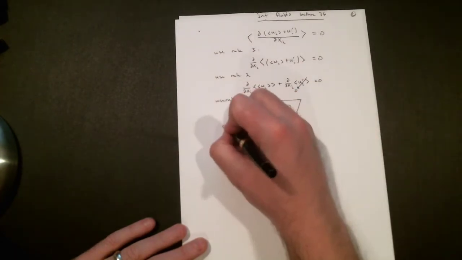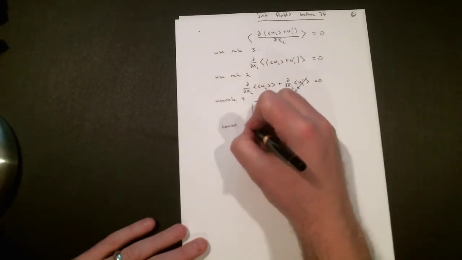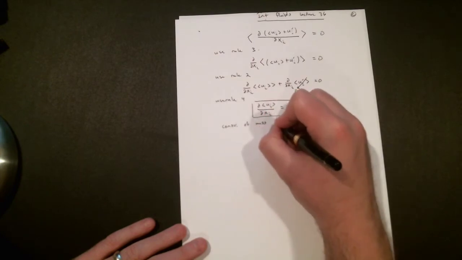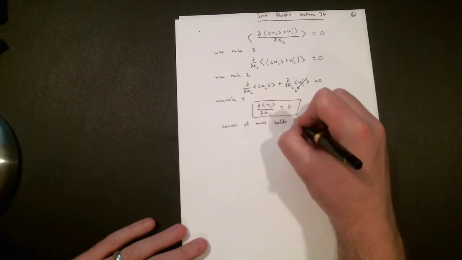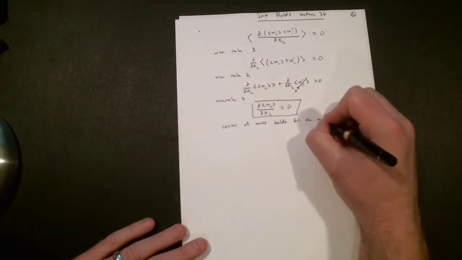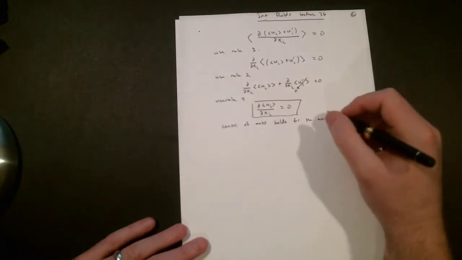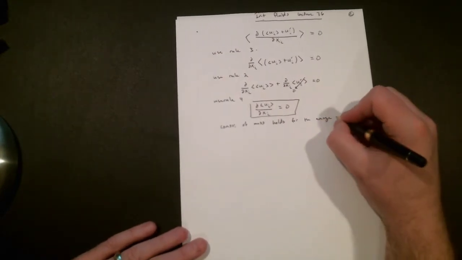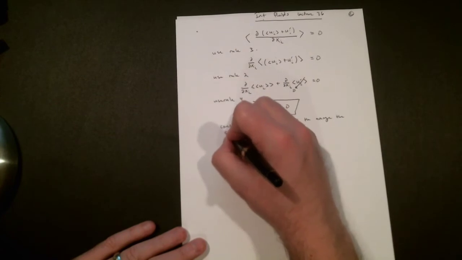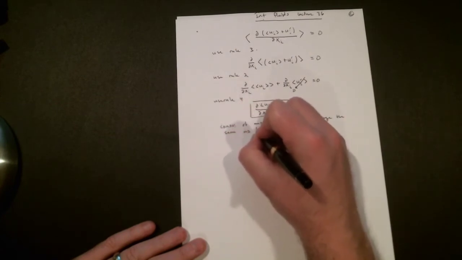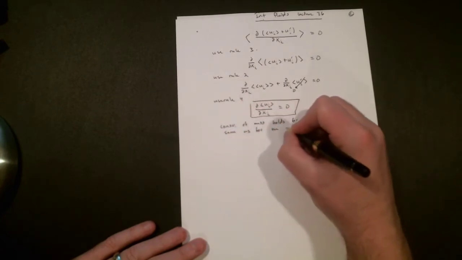So, conservation of mass holds for the average the same as for the instantaneous velocity.